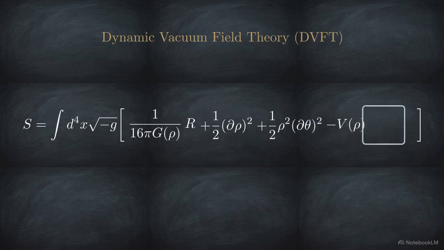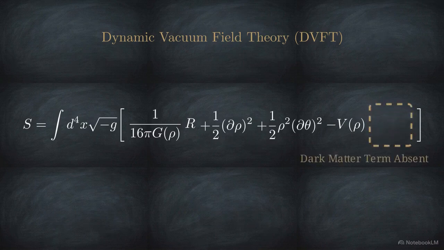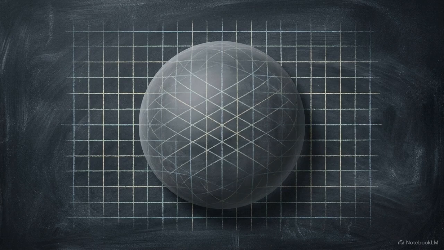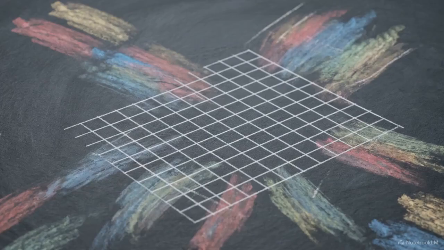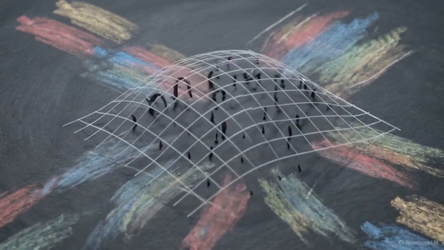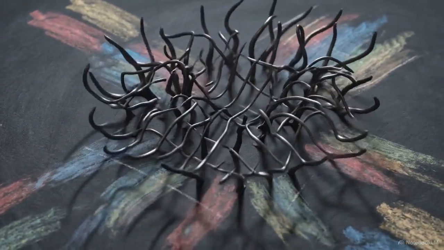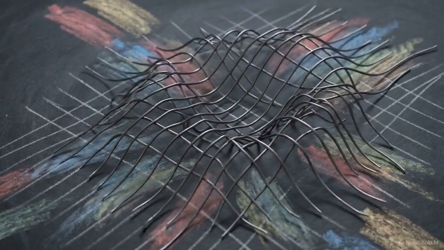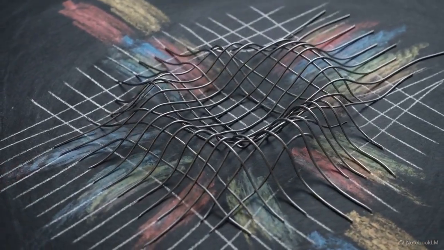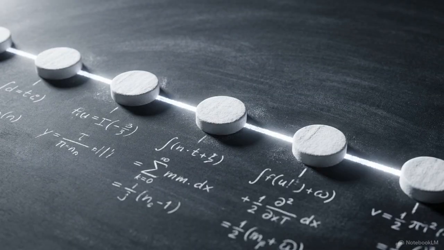This equation describes the pure vacuum action in DVFT. The dark matter term is noticeably absent. The theory proposes that we do not need to invent an independent dark matter particle. Instead, it provides a complete dynamical derivation, calculating how the observable universe forms purely from the initial conditions of the vacuum itself. Reproducing the CMB power spectrum requires tracking the chronological causal sequence of underlying vacuum dynamics.